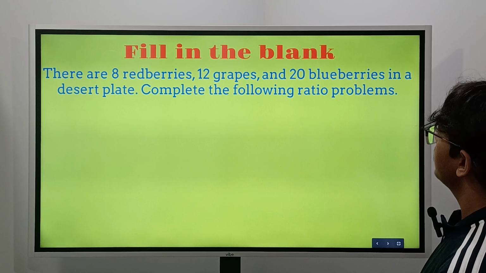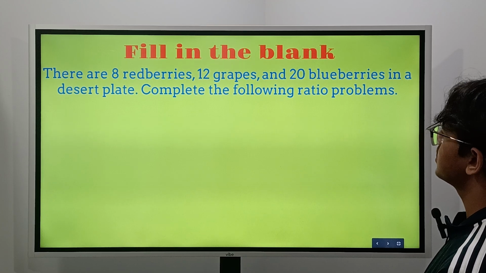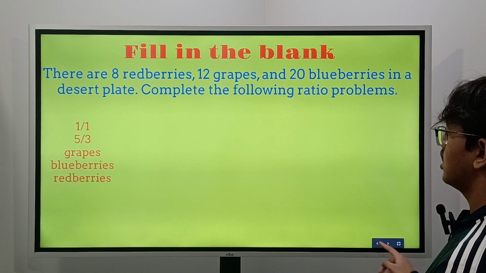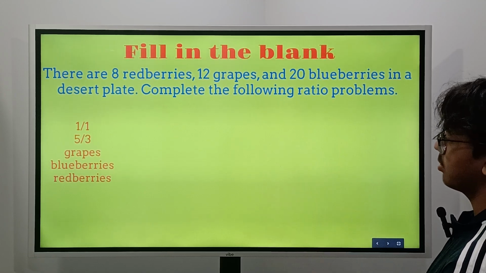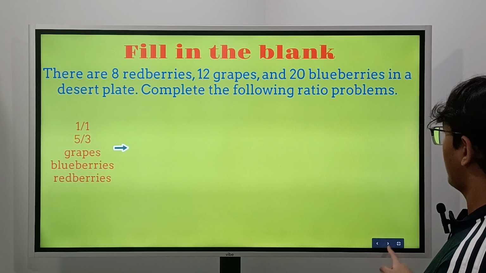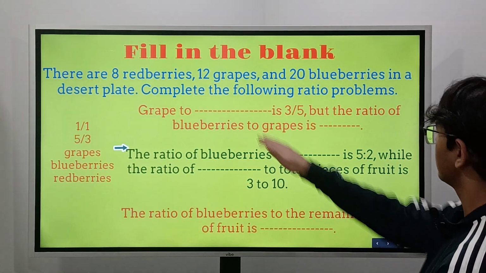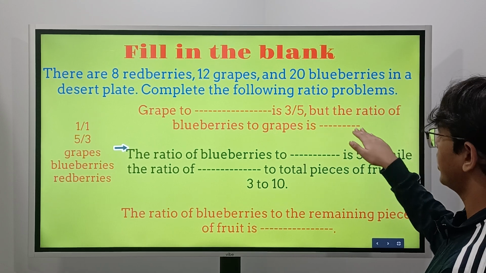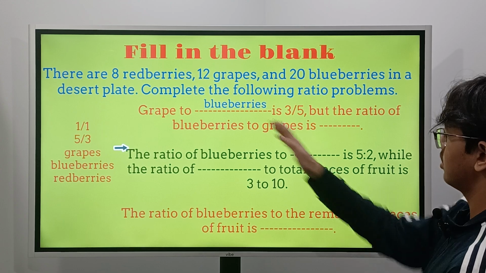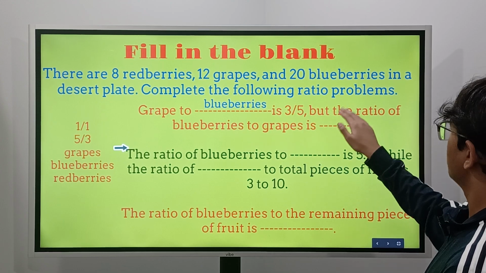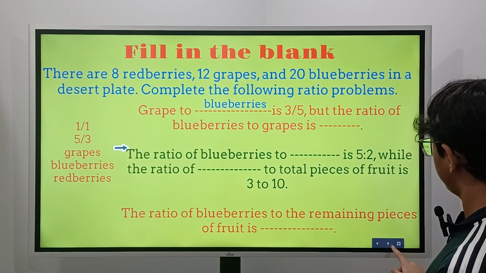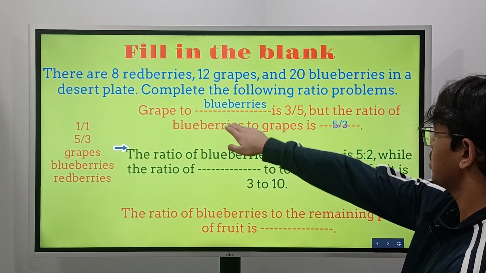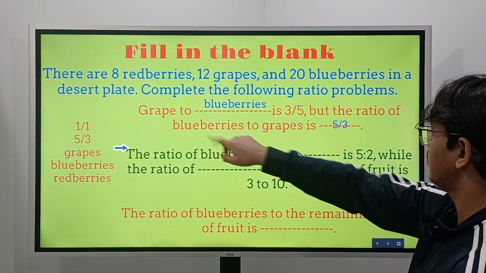So there are 8 red berries, 12 grapes, and 20 blueberries on a dessert plate. Complete the following ratio problems. So this is the information and the blanks that we're given to fill out. And here's the question. So grapes to blueberries is 3 to 5, but the ratio of blueberries to grapes is blank. First of all, the ratio of grapes to blueberries is 3 to 5, but the ratio of blueberries to grapes is 5 to 3, and we can get this by just reading the question. And so we already filled out blueberries and 5 to 3.